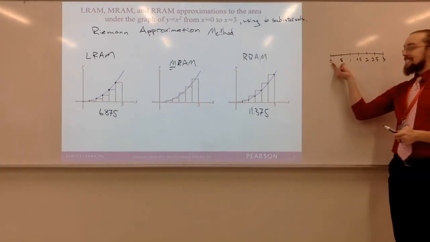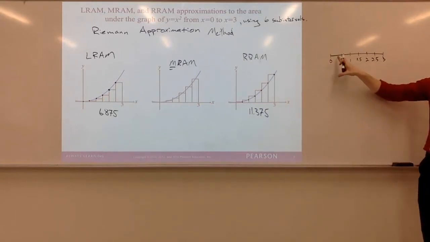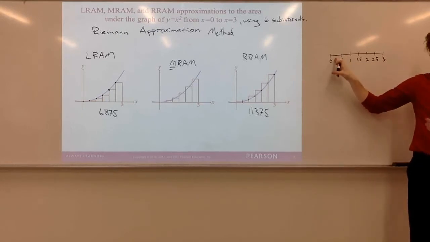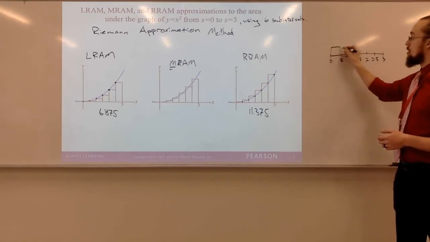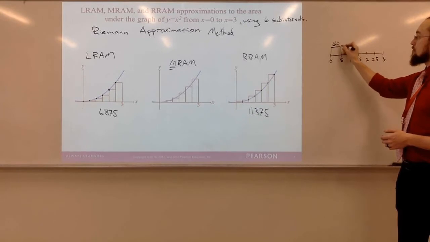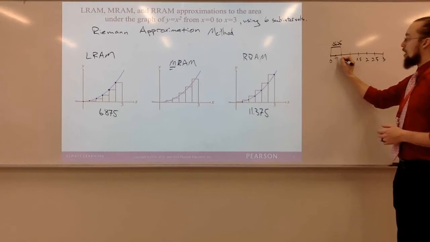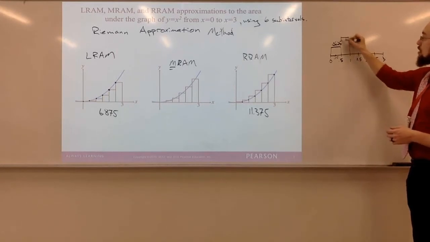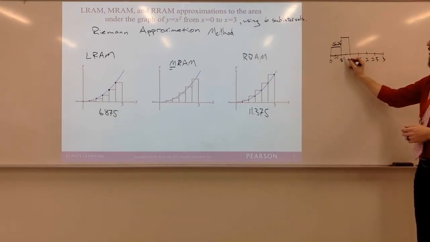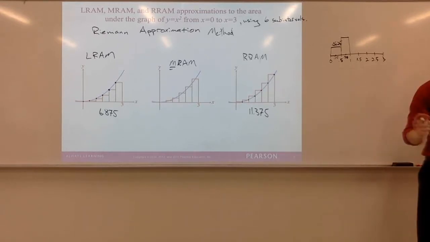To figure out its height, I am going to plug in the point halfway in between those into my function. So I'm going to plug in 0.25 into x squared. So what is 0.25 squared? 0.0625. So I'm plugging in the midpoint. I'm plugging in 0.25. Okay. Then for my next rectangle, I'm going to plug in the midpoint. I'm going to plug in 0.75 into my function to get the height of this rectangle. So 0.75 squared. 0.5625.